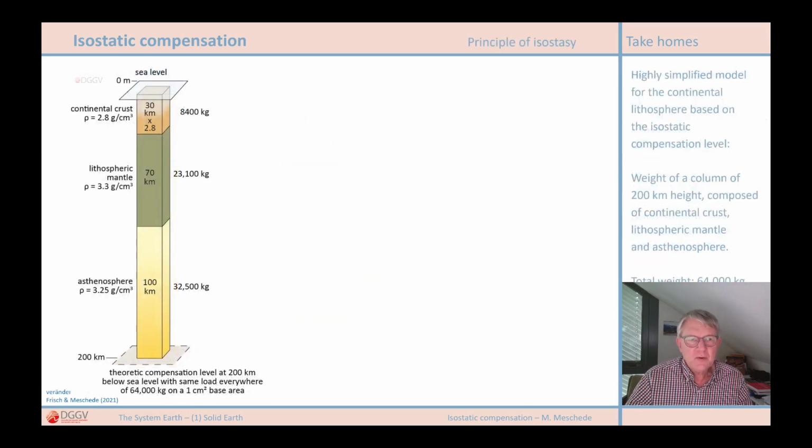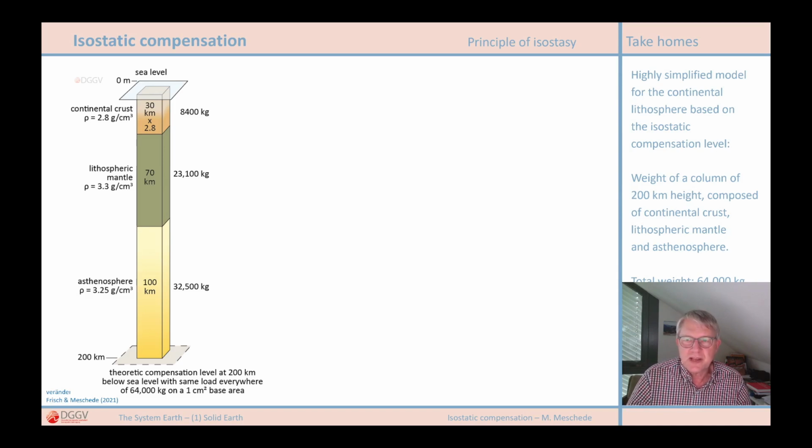This column represents the average continental crust with a thickness of 30 kilometers. This value corresponds approximately to an average value of the thickness of continental crust. Below that is the lithospheric mantle, which is approximately 70 kilometers thick. And at the very bottom, up to the compensation surface, there is another 100 kilometers of asthenosphere.